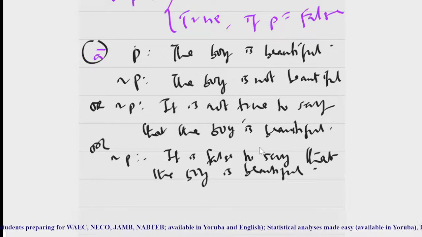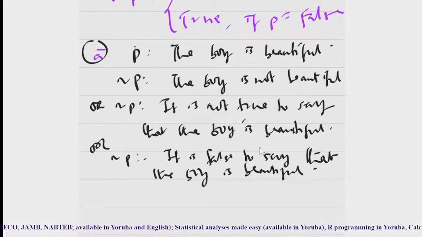You have to be very careful when using negation. For example, look at that statement P, the boy is beautiful. Don't say the negation is the boy is ugly. You understand now? Because we have different adjectives you can use to qualify the boy, so it is better to say "it is not".